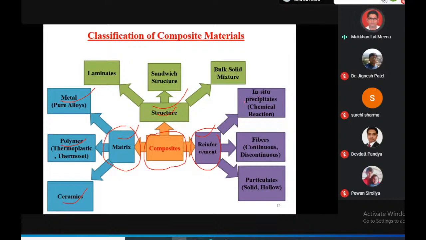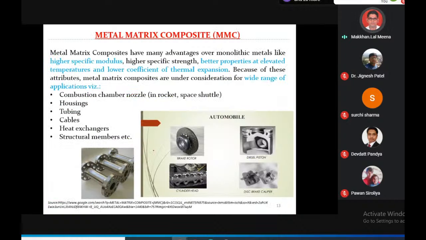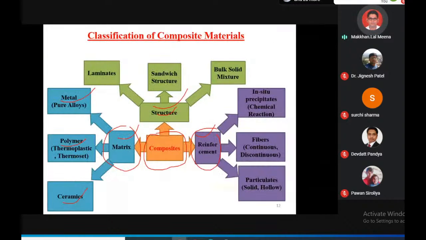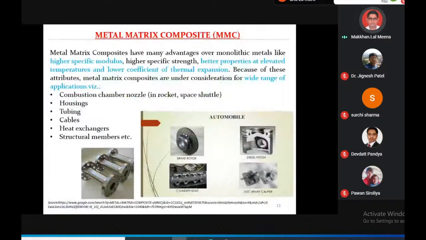It may also be based on the reinforcement. So in further slides, we will discuss one by one what the metal, the polymer, and the ceramics are. The concept is that matrix means any type of metal plus some added reinforcement. Reinforcement means maybe fiber or oxides for increasing the properties of the composites. So now one by one, the first is metal matrix composite. This is based on pure alloys, metal, based on the metal.